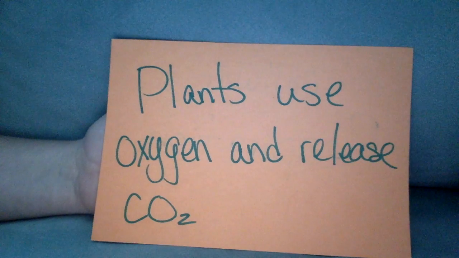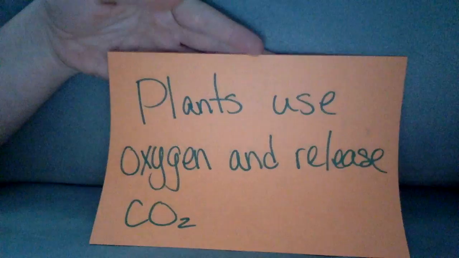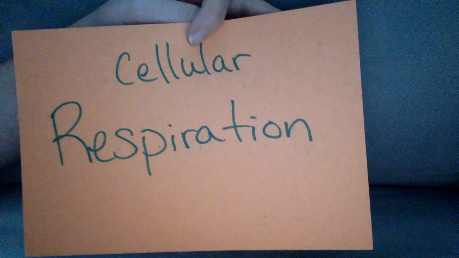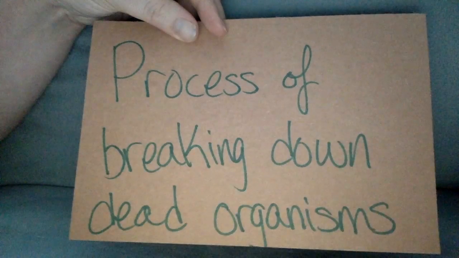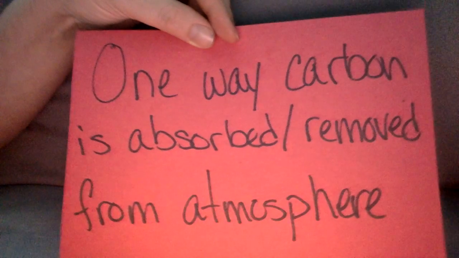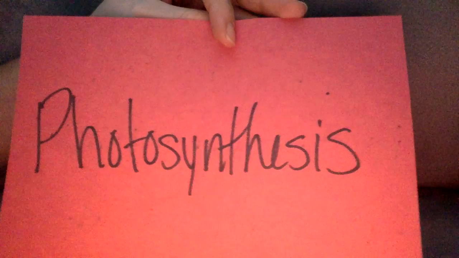Plants use oxygen and release carbon dioxide in what process? Cellular respiration. What is the process of breaking down dead organisms? Decomposition. What is one way that carbon is absorbed or removed from the atmosphere? Through photosynthesis.